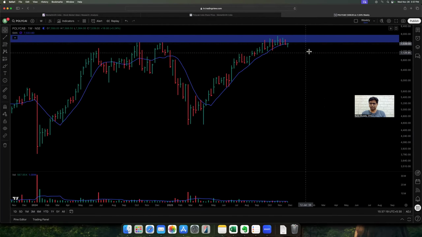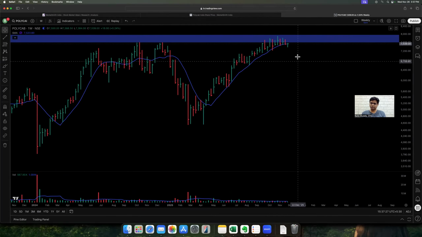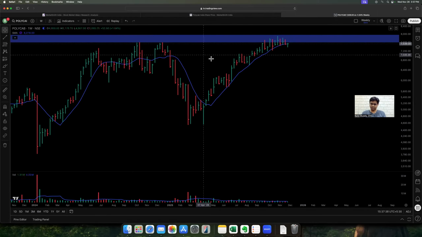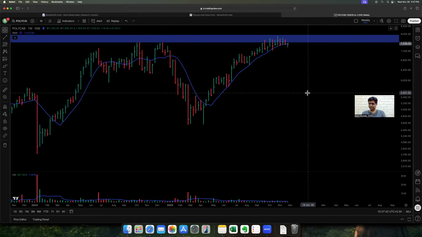So 7605, I have marked that blue color zone, which is the high of, I think, this bar. This is a weekly time frame chart. So that blue zone is the high of this bar plus 5% above. That's the range in which you are supposed to accumulate the position. Now, the stock, as you can see, is currently trading near that. Doesn't mean that you have to buy the stock.